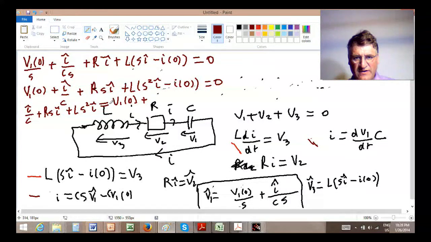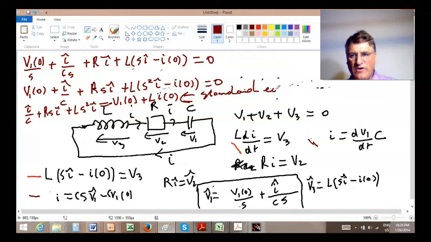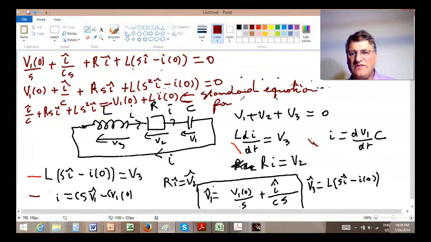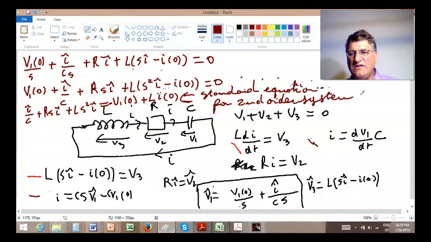Hold on a second here. Yes, okay, this is correct. Minus V1 of 0 plus L times I of 0. This is a standard equation for a second order system in the Laplace domain.